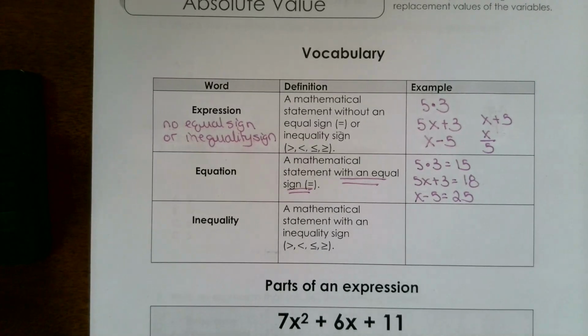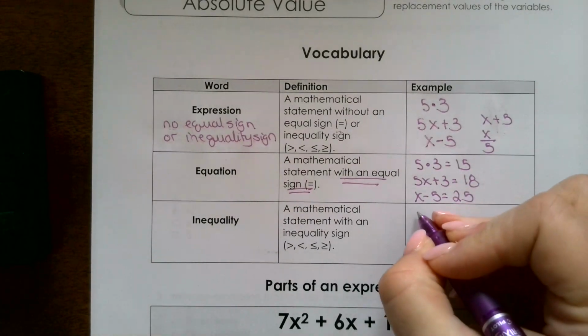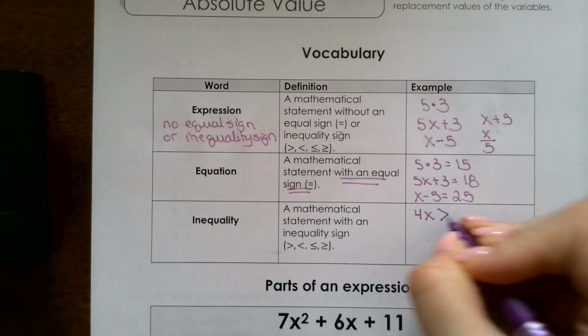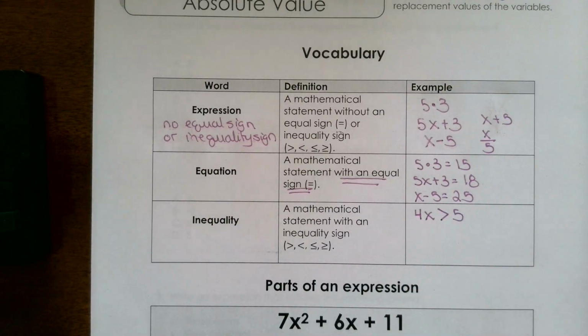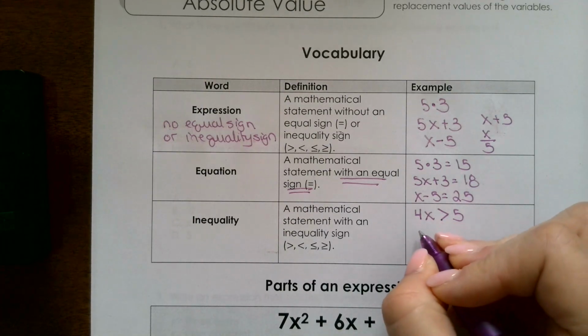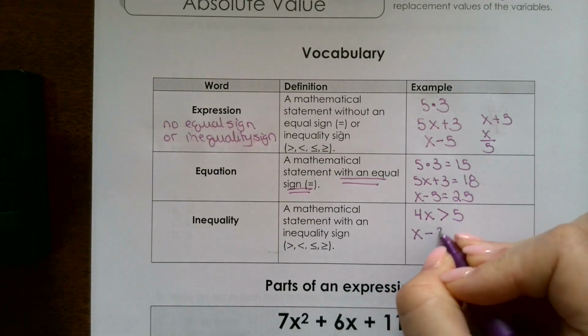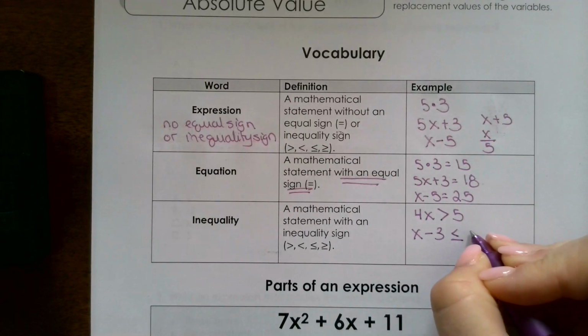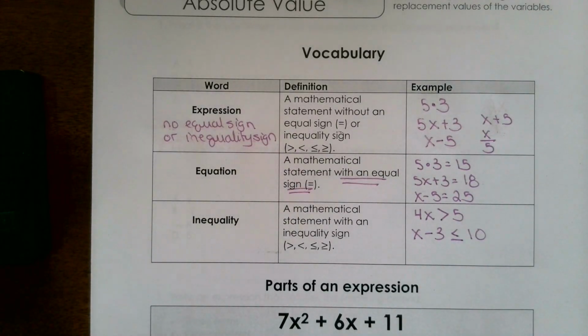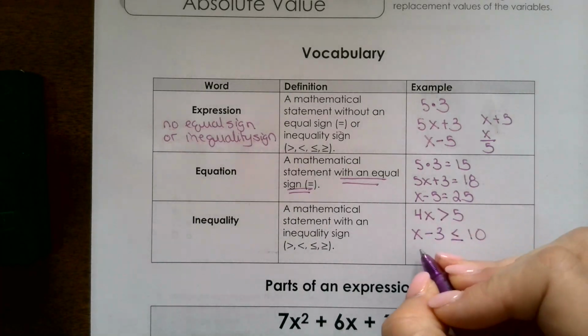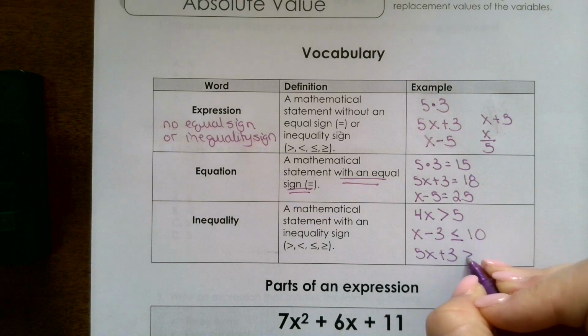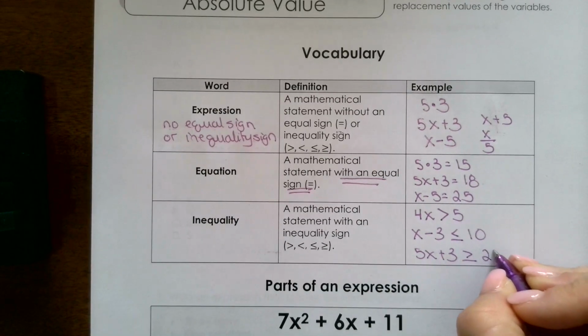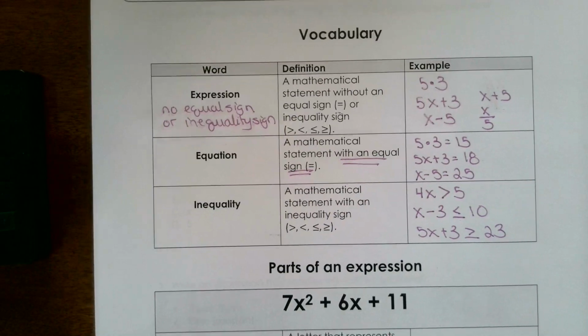So let's say I have something like 4x is greater than 5. So it's something times 4 that's going to be greater than 5. Or I could have x minus 3 is less than or equal to 10. Or just one more, 5x, I'll just use that one up there, is maybe greater than or equal to 23. So those are all inequalities.